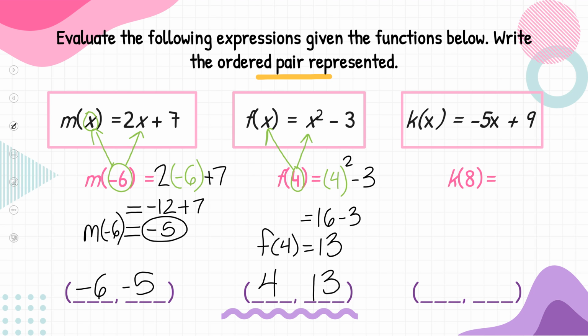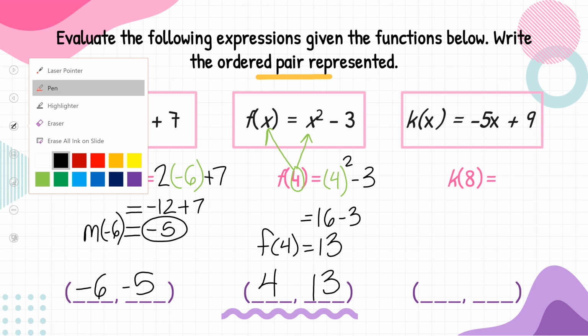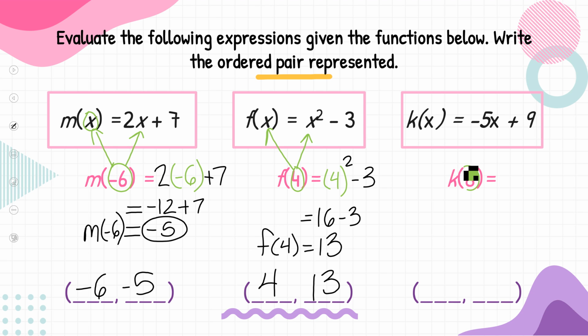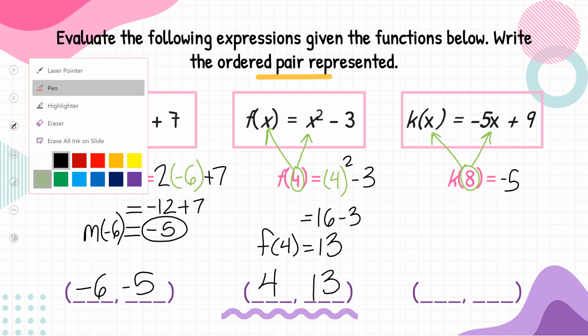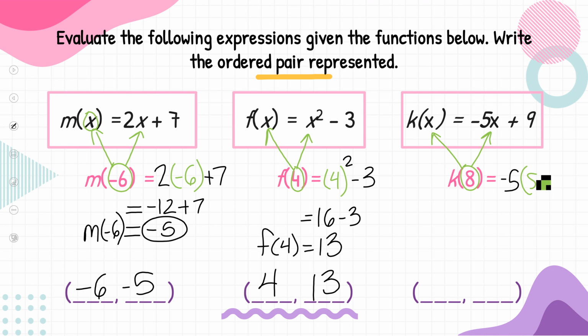And now let's look at k of x equals negative 5x plus 9. And I'm going to use our input value of 8. So anywhere we see an x, we're going to input our value of 8. So now I can say that negative 5 multiplied by 8 plus 9 is going to equal my function, so k, evaluated at 8.